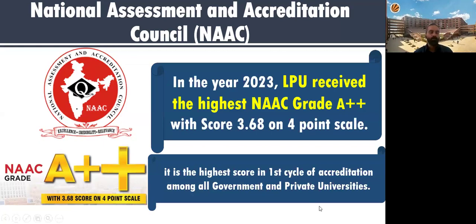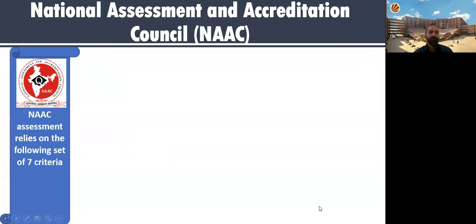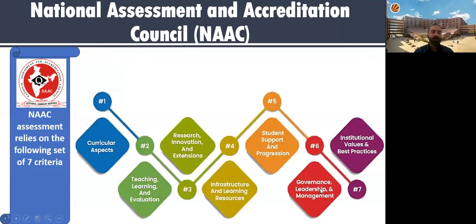NAAC basically assesses on the following 7 criteria: curricular aspects, teaching, learning and evaluation, research, innovation and extension, infrastructure and learning resources, student support and progress, governance, leadership and management, and institutional values and best practices. So these are the 7 parameters on which NAAC will give the grading.